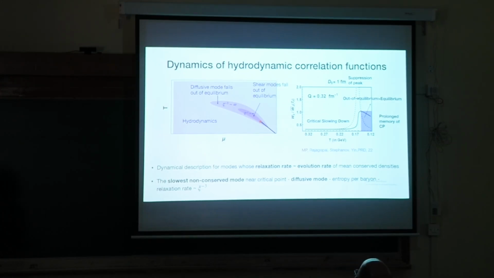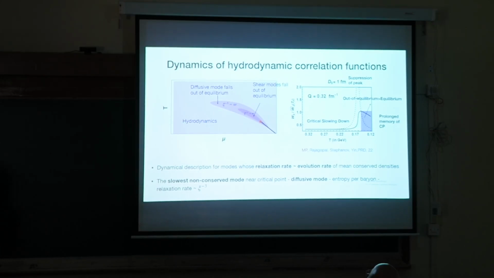Okay, so this was about equilibrium properties. Now, as I said, there is always critical slowing down. Away from the critical point, we have seen evidence of hydrodynamics being able to describe a lot of what you see in the experiments. But as you get closer to the critical point, if at all it exists, you would expect to see critical slowing down, or different modes falling out of equilibrium, and you need different dynamical equations for describing the evolution of the correlation functions of these slow hydrodynamic modes.